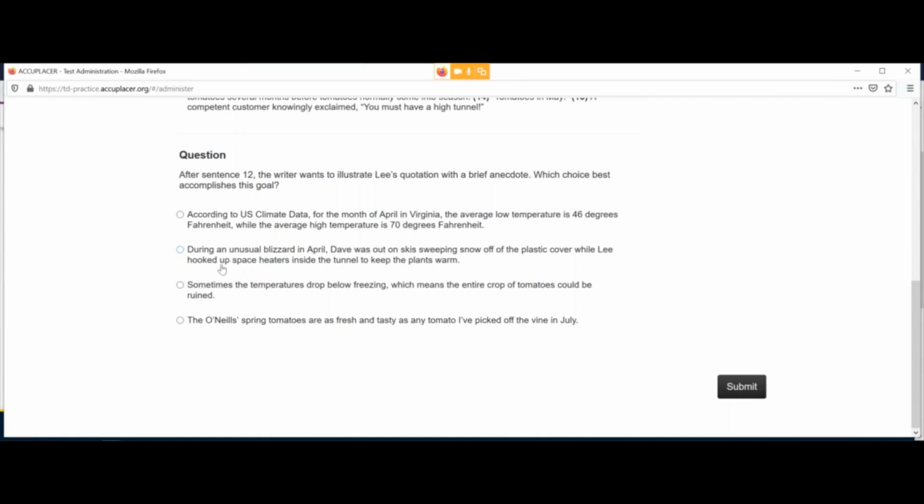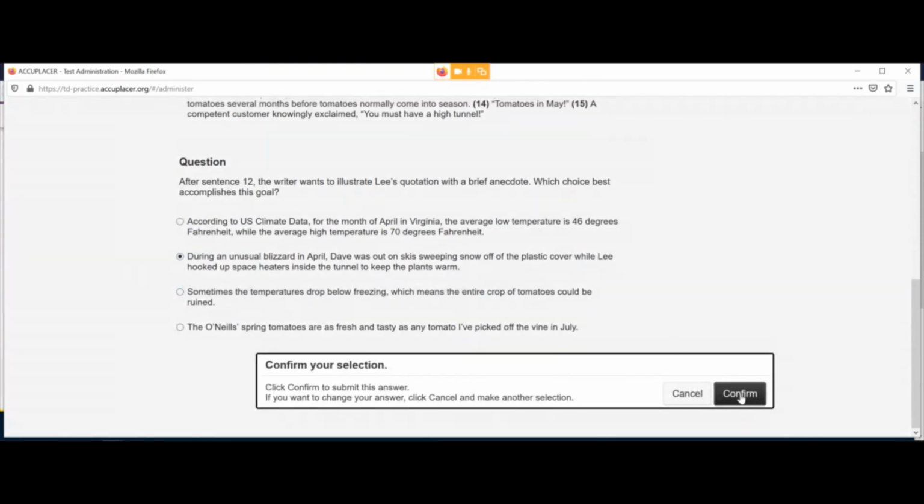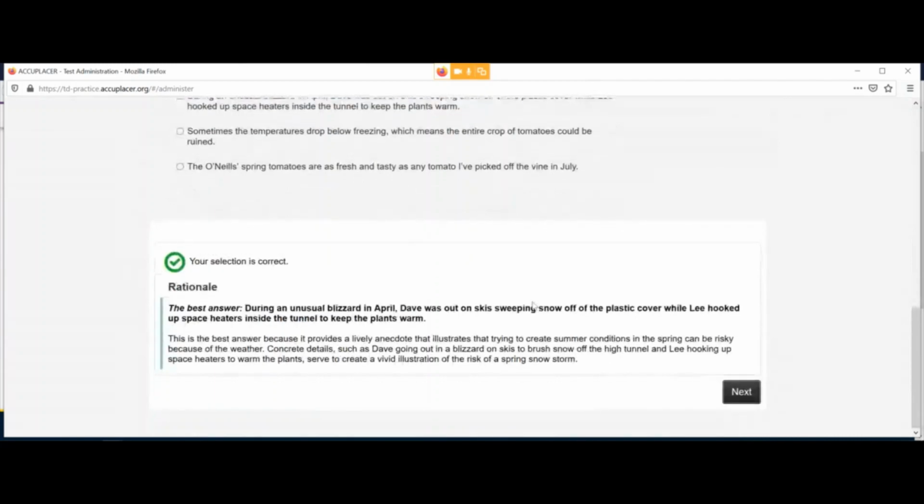Again, even though we have an anecdote here, let's not stop reading. Let's see if there is something else, because there might be another anecdote provided that is a more effective example. Let's see. Sometimes the temperatures drop below freezing. No, that's not an anecdote. That's not a story. And then the last choice here, the O'Neill spring tomatoes are as fresh and tasty. That's just an observation and an opinion. That's not an anecdote. It's got to be the second choice. Does it? Can't confirm. And yes, it does.